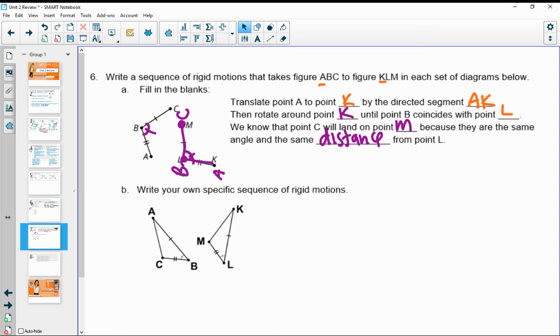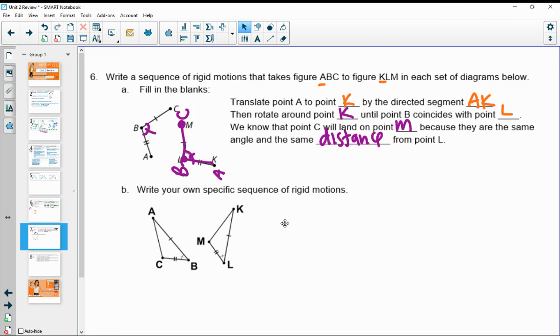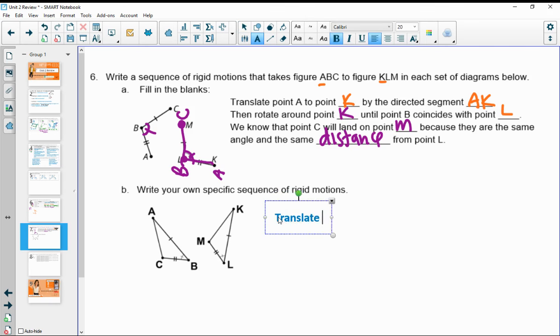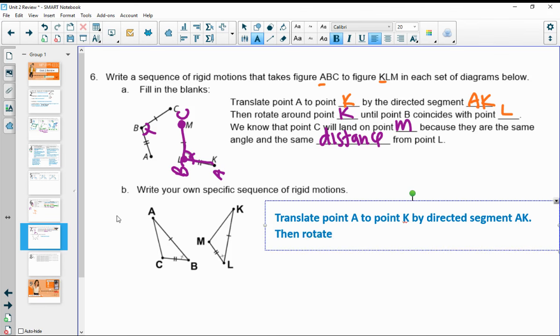Then write your own sequence of rigid motions that will take this triangle over to this one. We can use this as our outline if we wanted to. So we're going to translate point A to point, which one does A go with over here, which is K. So translate point A to point K by directed segment AK. Then rotate. Now we've got A on top of K, so now we're going to want to rotate.